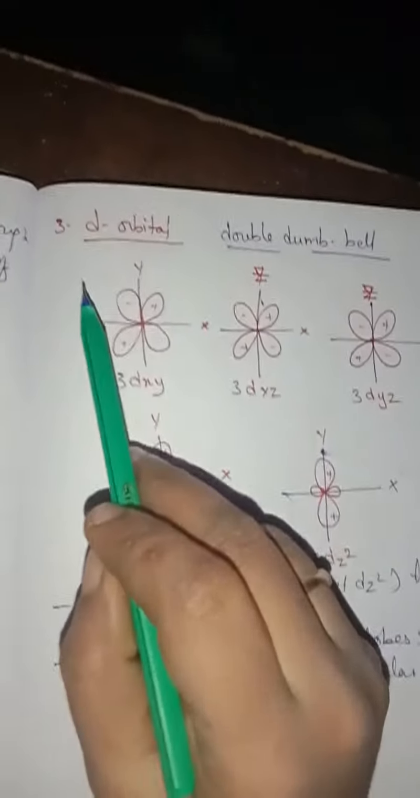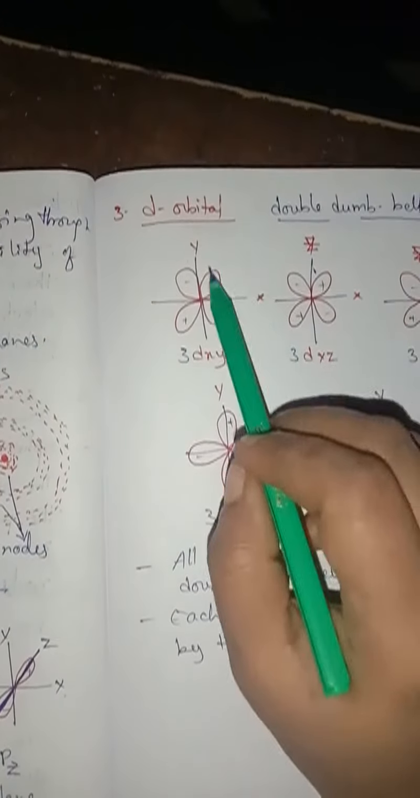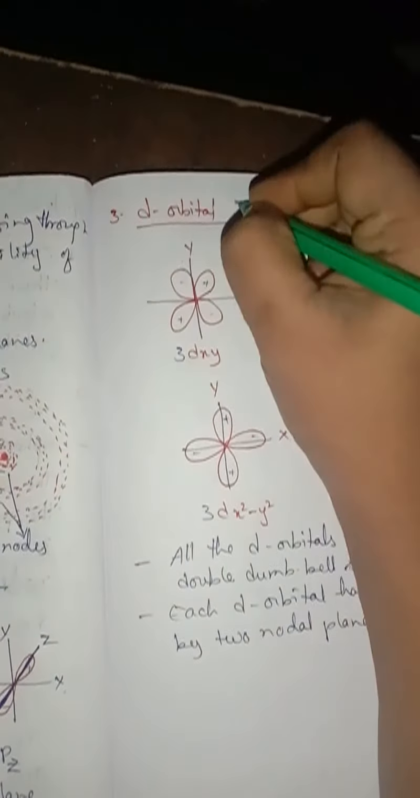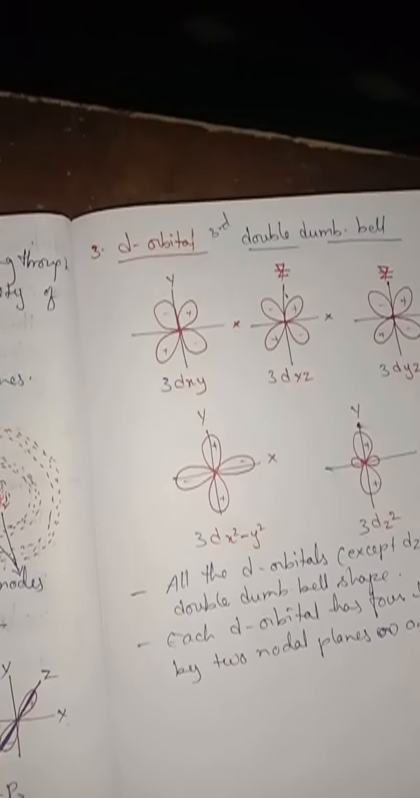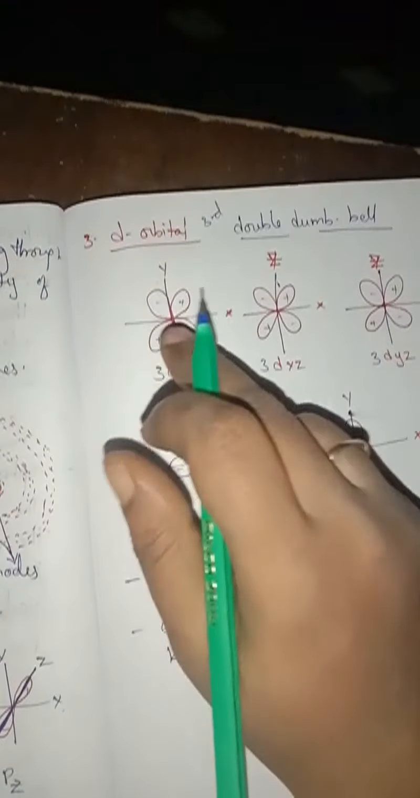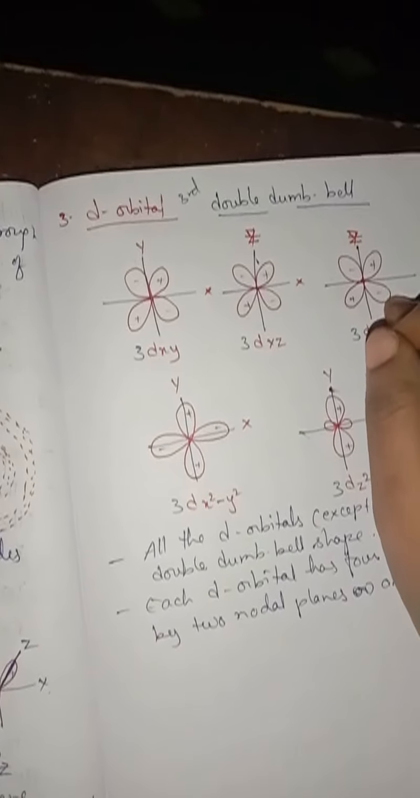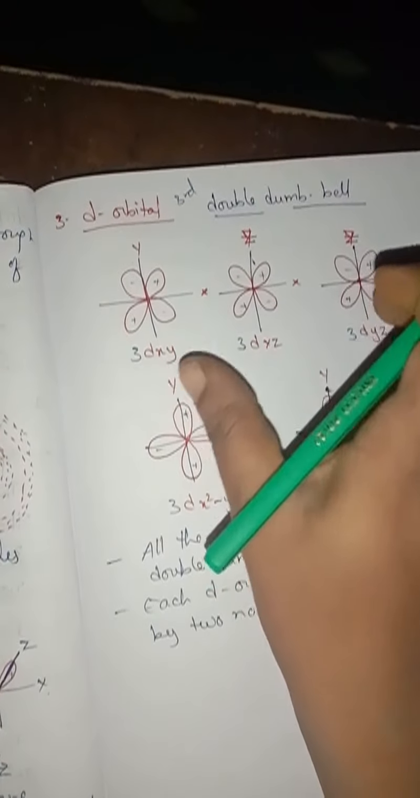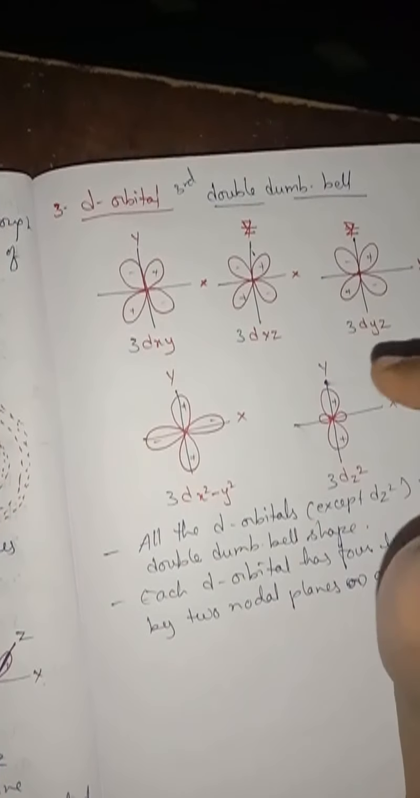So next one is the d orbital. Yes, the shape of the d orbital is dumbbell shape. The d orbital level begins from the third orbit. So here n equals 3, that means l equals 2. When l equals 2, the m value starts from -2, -1, 0, +1, +2, isn't it? So each d sublevel contains 5 orbitals with m values -2, -1, 0, +1 and +2.